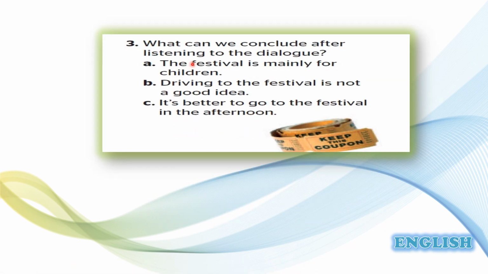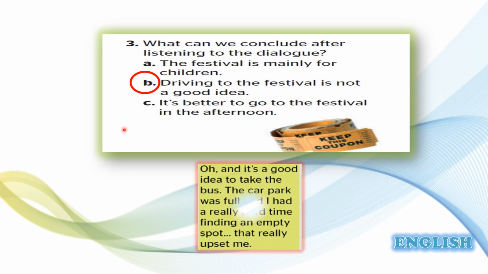And now the last question. What can we conclude after listening to the audio? A. The festival is mainly for children. B. Driving to the festival is not a good idea. And C. It's better to go to the festival in the afternoon. What do you think the correct answer is? Wonderful. It's B. Driving to the festival is not a good idea, and this is the sentence which refers to this.